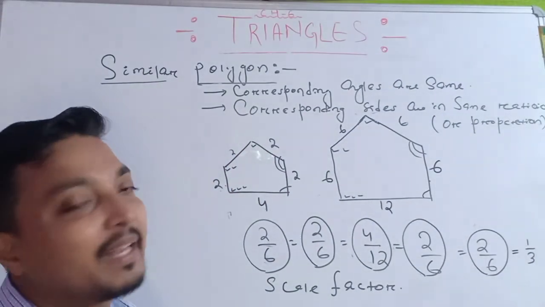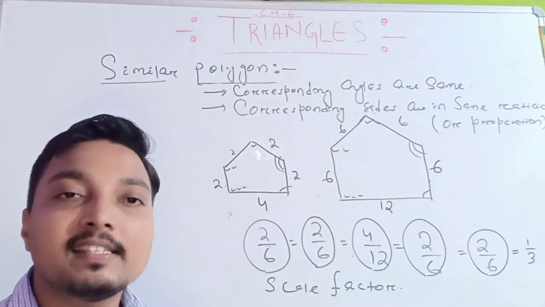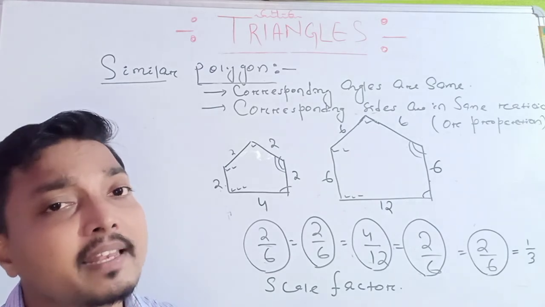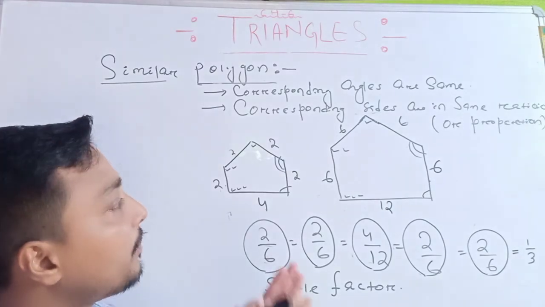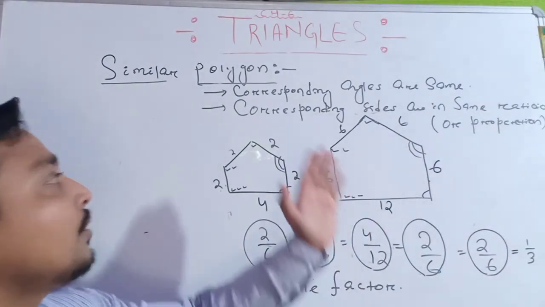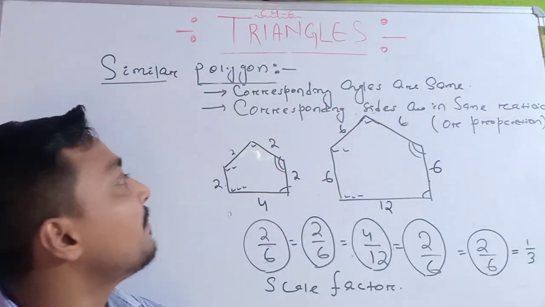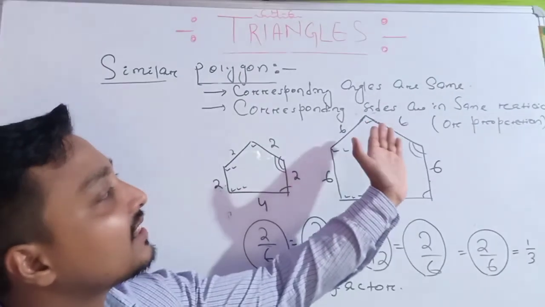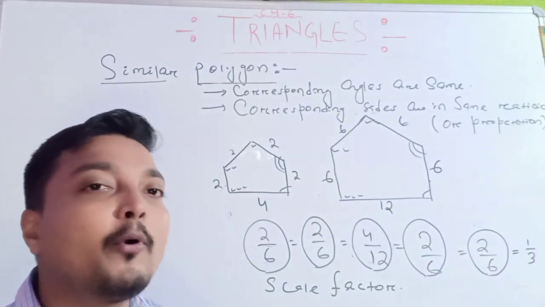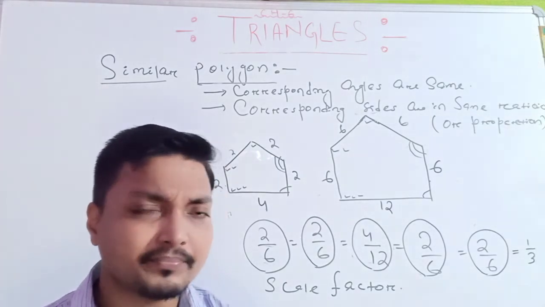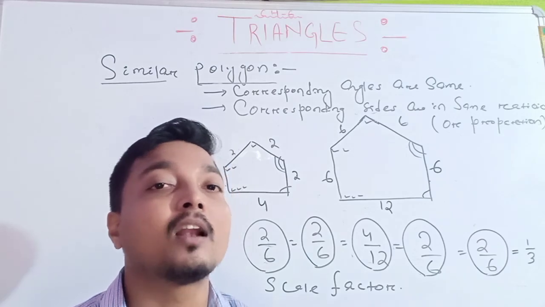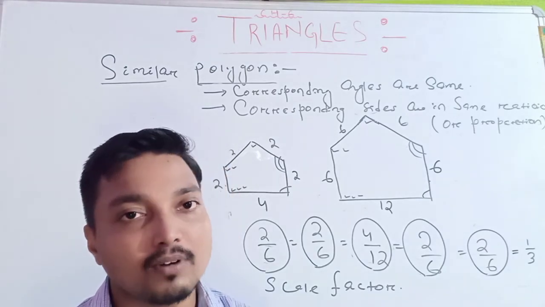So two things were taught to you today. One is similar figures, and to be similar, the figures must have the same shape but not necessarily the same size. Particularly when we discussed polygons, it was said that corresponding angles are the same and corresponding sides are in the same ratio, otherwise in proportion. Also, an important point was that congruent figures are similar, but similar figures are not necessarily congruent. Understood or not understood?